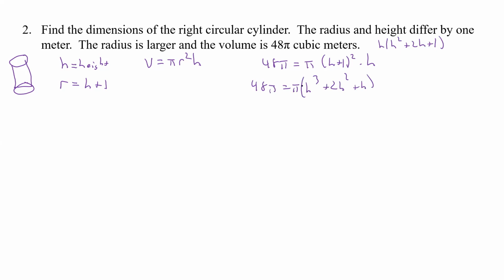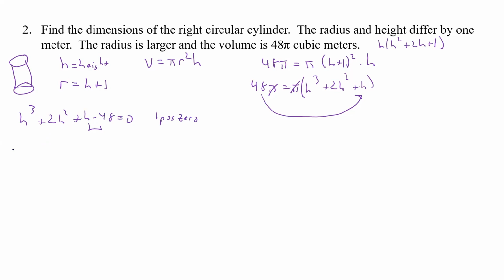Okay. Now our pi's cancel, and so now we can take our 48 to that side, and let's put that over here so we can have some more room. h cubed plus 2h squared plus h minus 48 equals 0. All right, so how many positive zeros? Because that's the key, what we're looking for. Well, no change, no change. We have one change, so one positive 0 is going to be here.